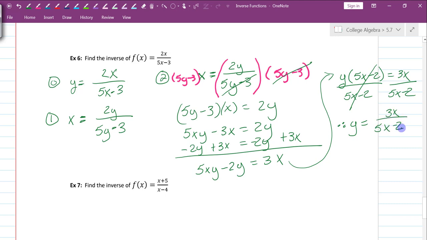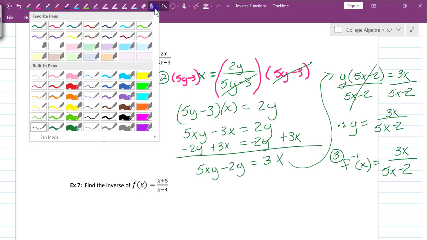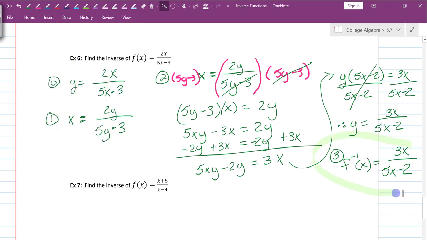My last step, step number 3, is I use the inverse notation to say that the inverse of the function is 3x divided by 5x minus 2. And that is the answer right there.